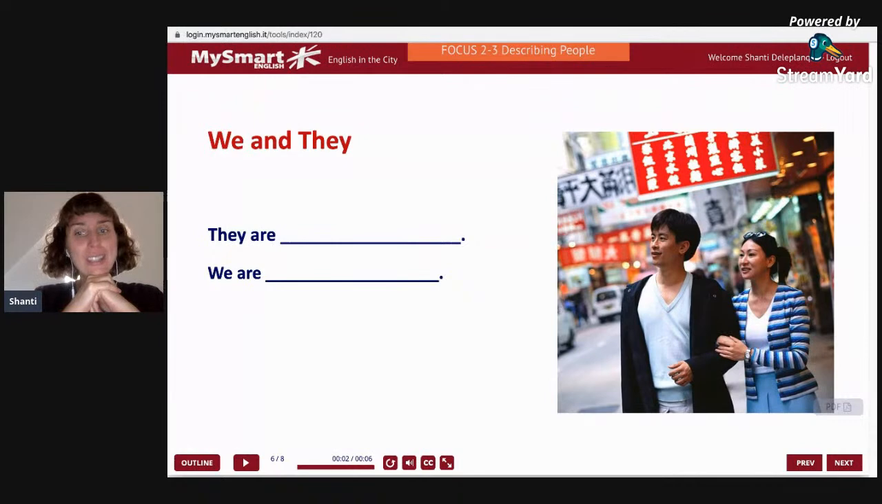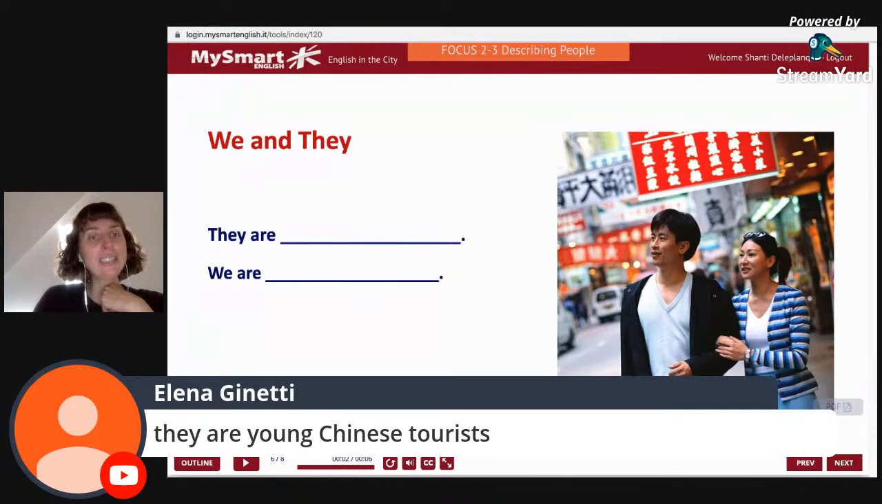Ooh, Elena made a good example. They are young Chinese tourists. Yes, it could be. It could be correct. Yeah. We have two adjectives, young and Chinese, to go with tourist. Yeah.